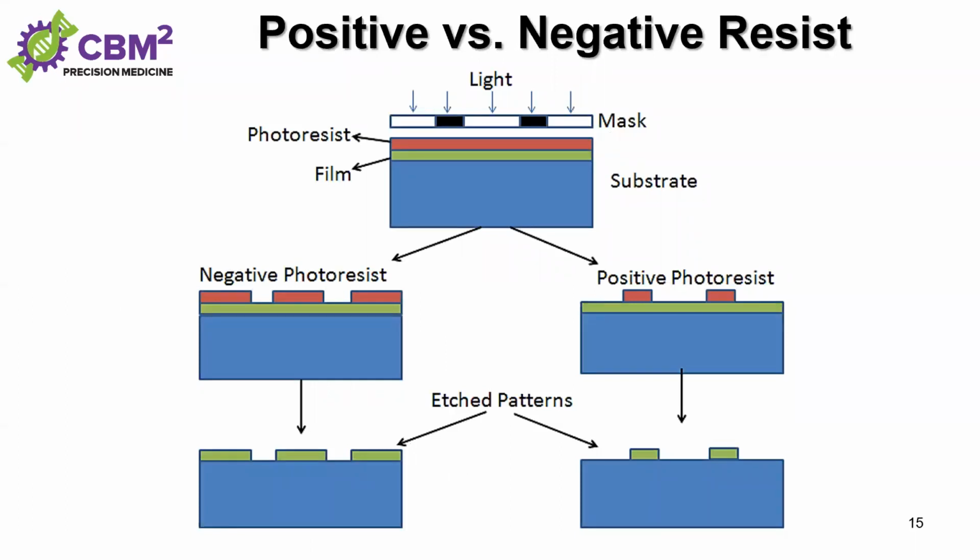Okay, so this is the more detailed step. This is a repetition of what I just said. We have a substrate, and then some film, and a photoresist, and a mask. Here the light is blocked, and here the light can be transmitted through this part. For negative photoresist, the pattern is opposite. For positive photoresist, the pattern is the same.